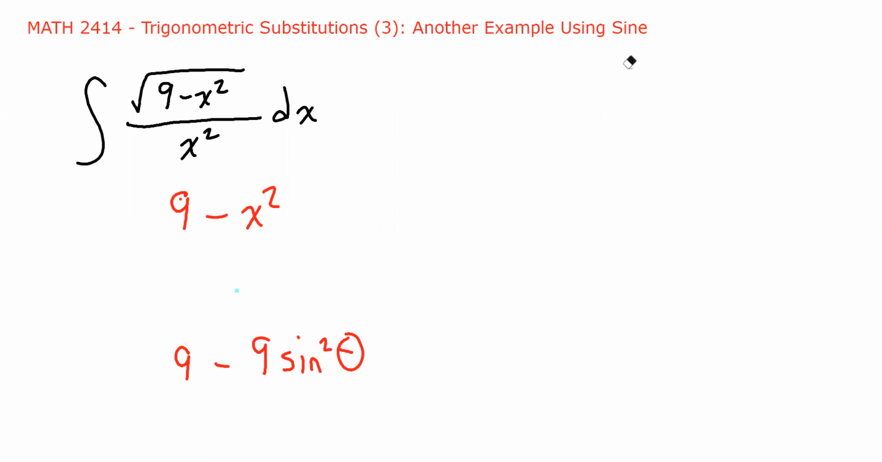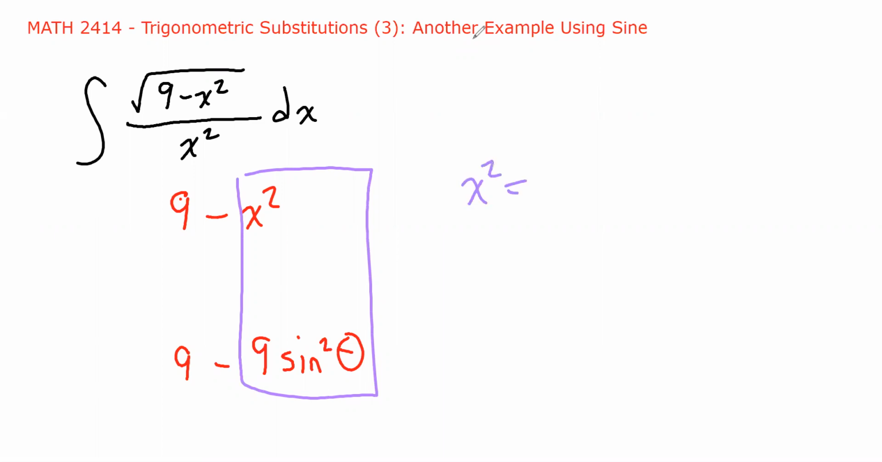We need x squared to be 9 sine squared theta. Well, if we take the square root of both sides, we get x equals 3 sine theta. And again, this is assuming that the square root of sine squared is sine, but we'll worry about that later. That's assuming sine is positive. But that's the substitution we're going to use. We're going to use x equals 3 sine theta. So let's clean this up and then proceed.